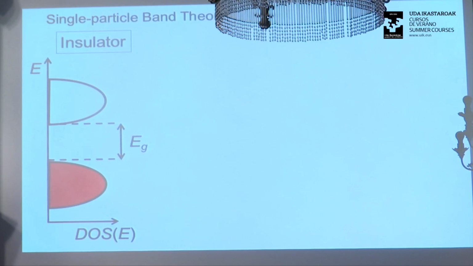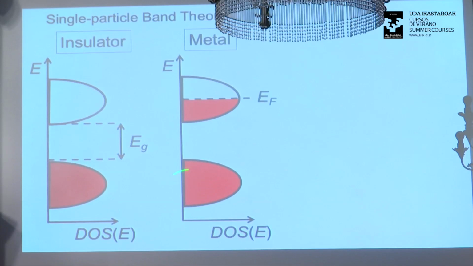If, on the other hand, you have a system with these same two sets of bands, but your Fermi energy is in the middle of a band, now you have, at very small energies, accessible empty electronic states, so that thermally or when you apply a bias voltage, you can excite electrons into those empty states, and therefore you can conduct electricity. So from the point of view of single particle band theory, this is the picture: a material is either an insulator if it has a completely occupied band and a completely empty band, or a metal if one of the bands is partially filled.